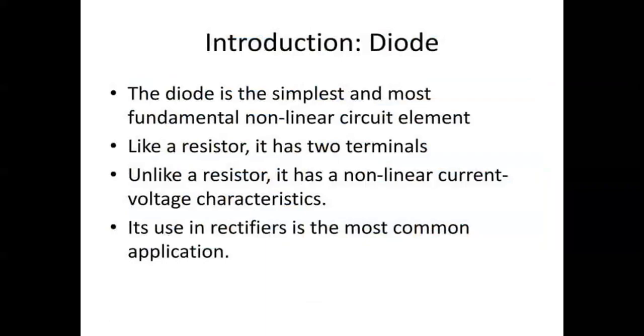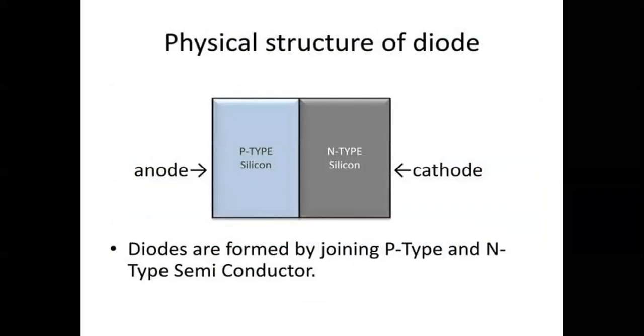A diode is a passive component of electronics. It is the simplest and most fundamental non-linear circuit element. Like a resistor, it has two terminals. Unlike a resistor, it has non-linear current-voltage characteristics. Its most common application is in rectifiers. The main application of the diode is as a rectifier in electrical circuits.